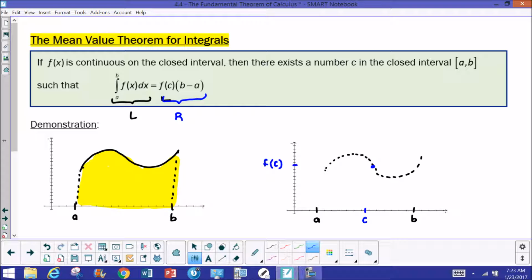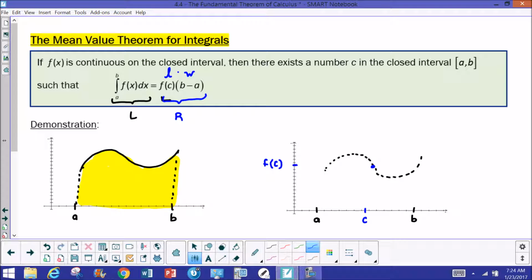And then if you look a little bit more carefully at this right side, you in a way have two different things that are being multiplied together. And if you'd allow me to rename those two different things, the f of c could serve as a height or perhaps a length, and the b minus a as a width.